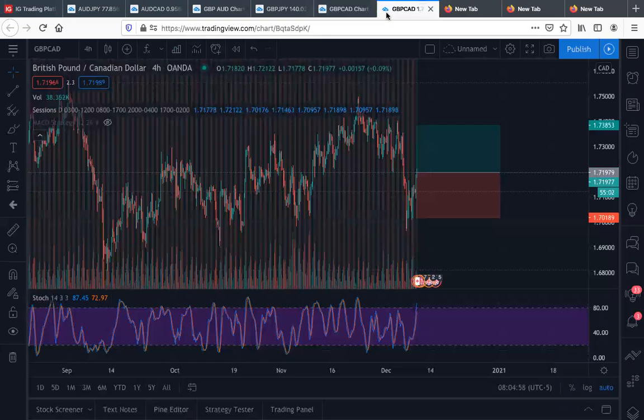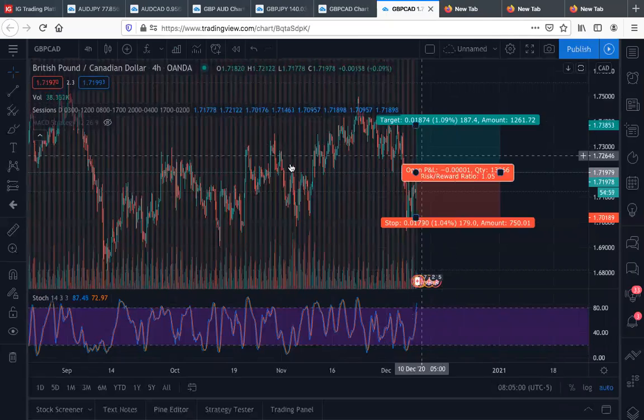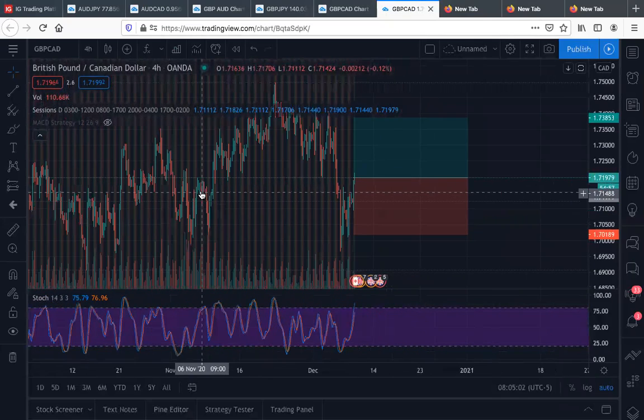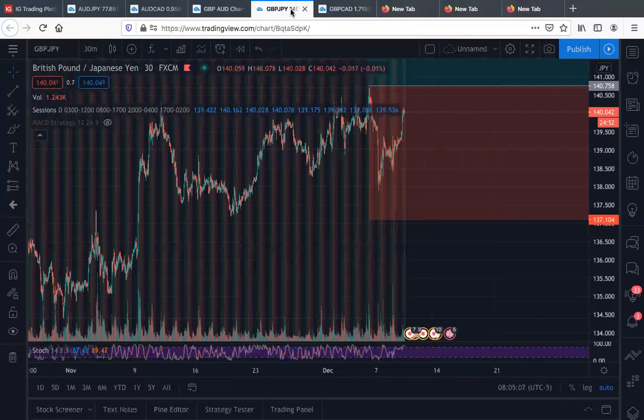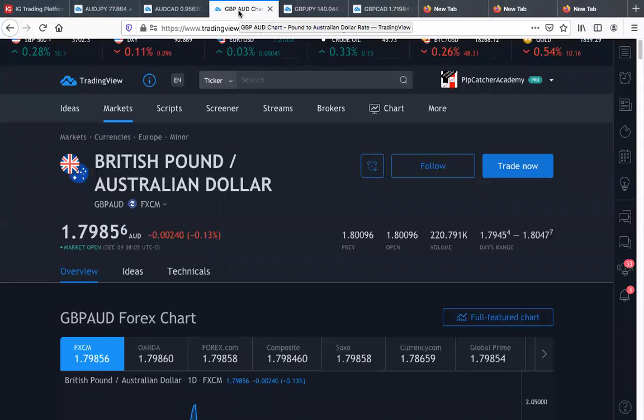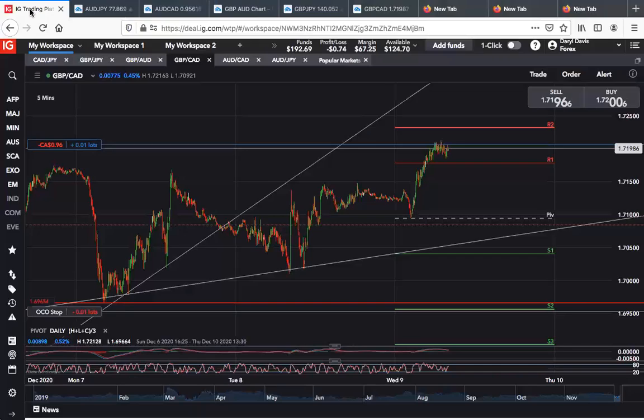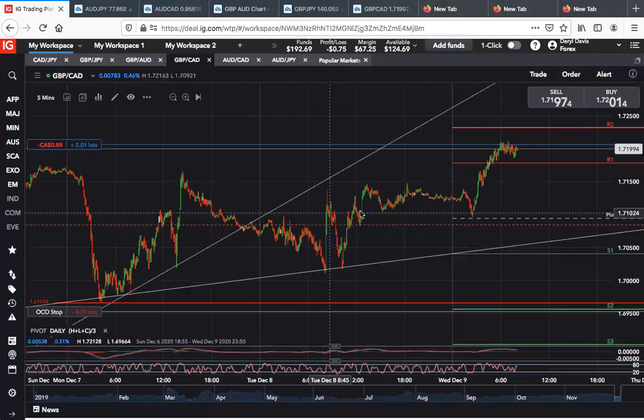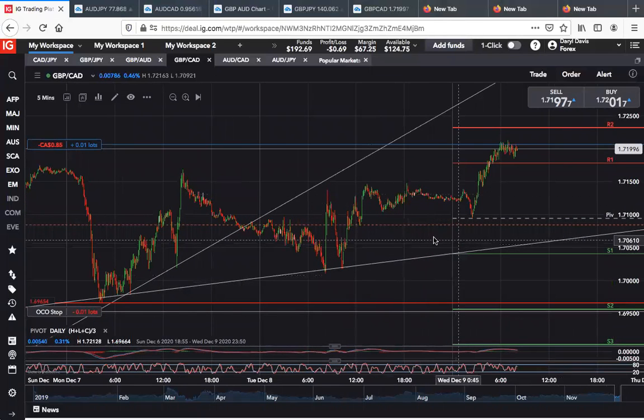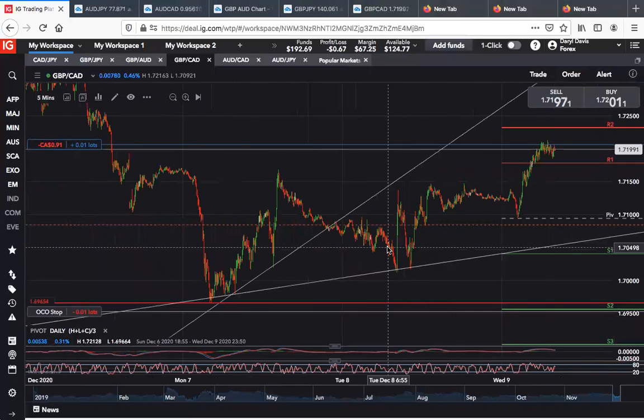GBP CAD, y'all, I think this is the last one. I think I did that one. GBP CAD, just did that one. JPY, we did that one. I think we did them all, y'all. All right. The trade that we're going to stick with is this GBP CAD.